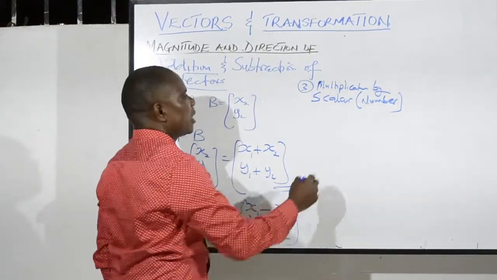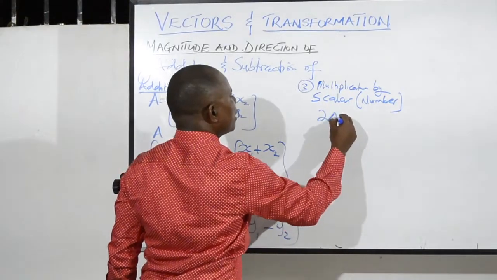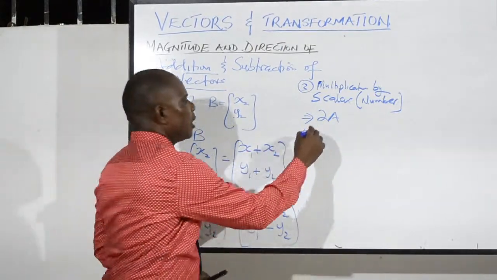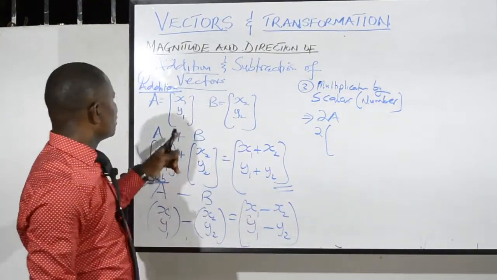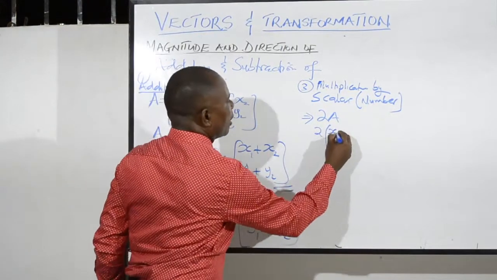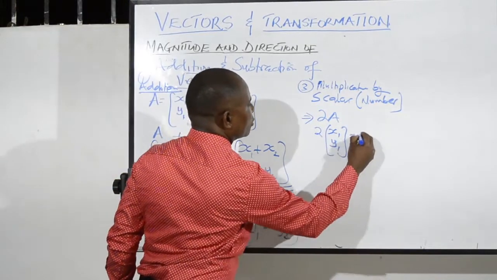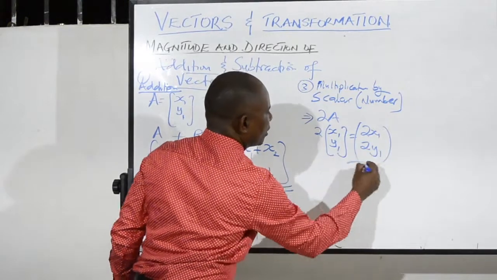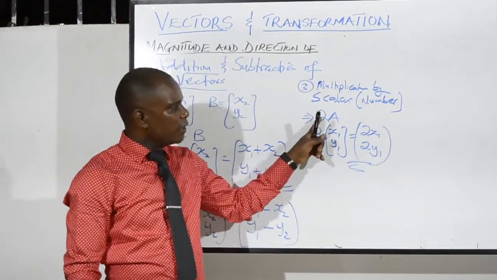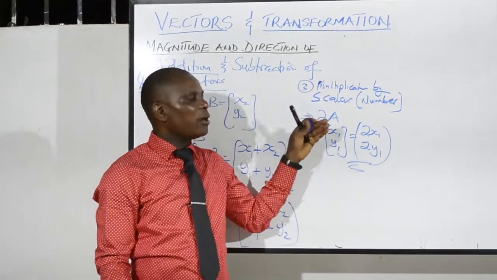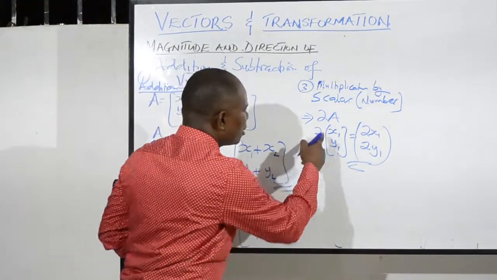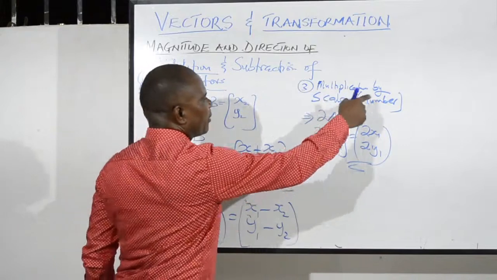For instance, I want to find 2a. If I want to find 2a, the scalar there is 2. So I have 2 times a, which is x1, y1, so this is 2x1 and 2y1. What I'm doing here is multiplying the scalar by the vector itself. All the components of that vector must be multiplied by that scalar. That is what we call multiplying the vector by a scalar.